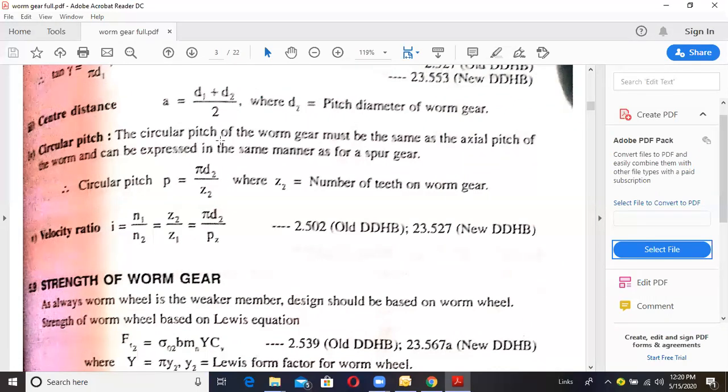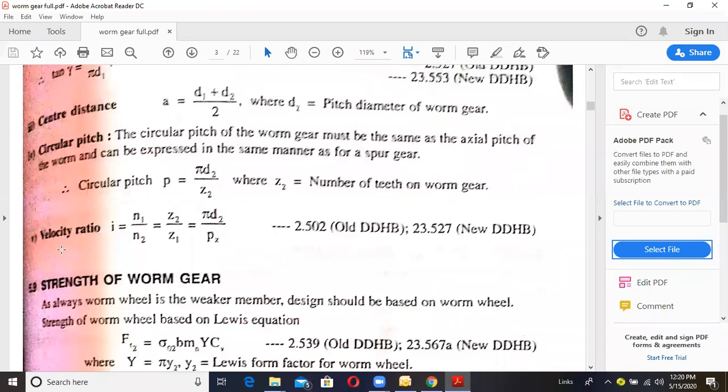Here the circular pitch of the worm gear must be the same as the axial pitch. As in spur gears, the same thing here also: circular pitch is equal to axial pitch, and it can be calculated by using the formula P is equal to pi d2 divided by z2, where z2 is the number of teeth on the worm gear. Then pitch.